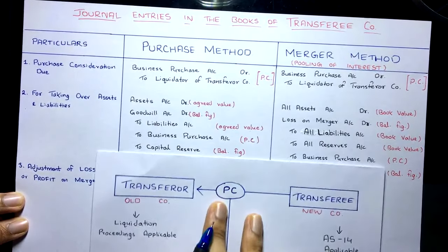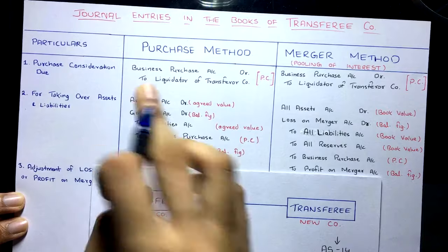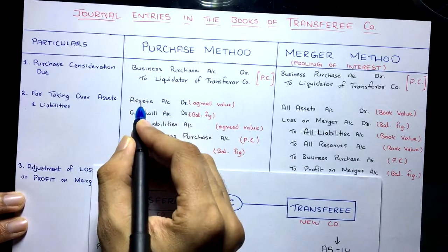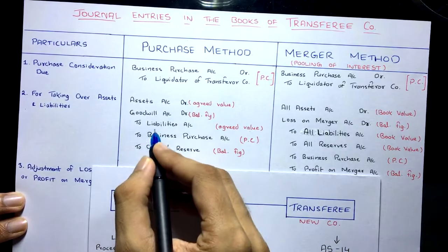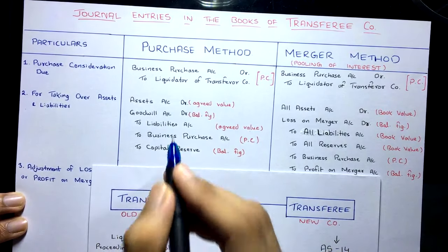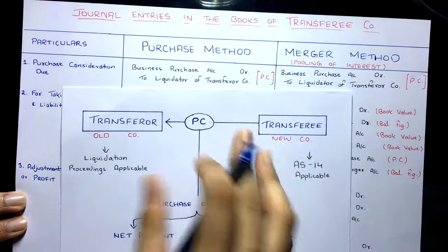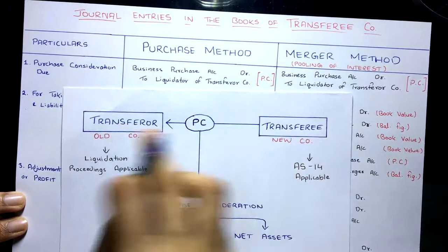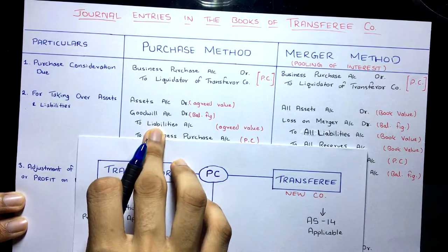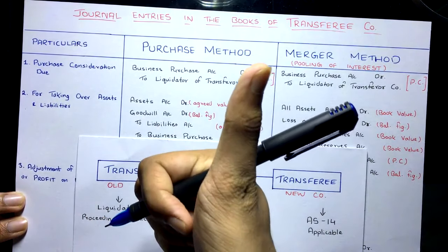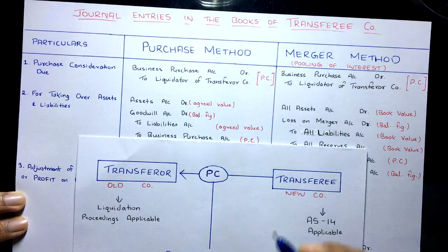What we do is we take assets. Let's say assets were 10 lakh. So we took over assets of 10 lakh, and then we take over the liabilities also. Let's say the liabilities were 4 lakh. So in total, what have we taken over of transferor company? Assets of 10 lakh, liabilities of 4 lakh. So net assets is 6 lakh. That is what net asset is.